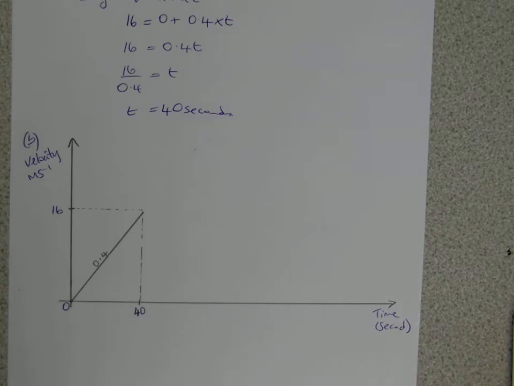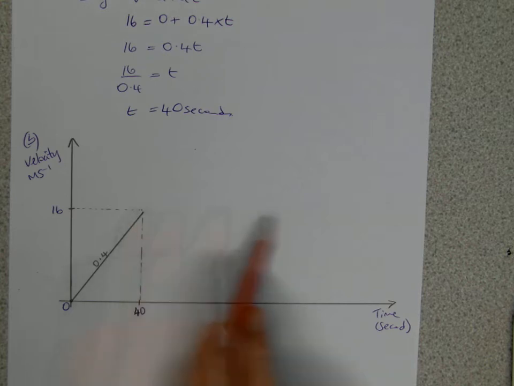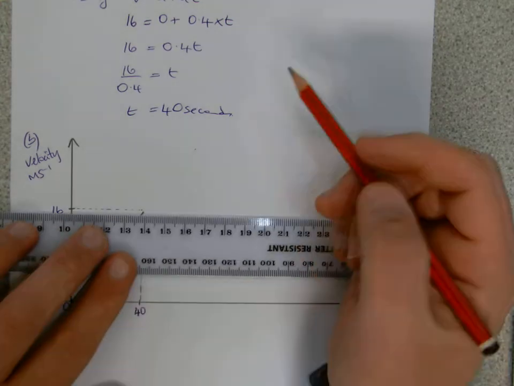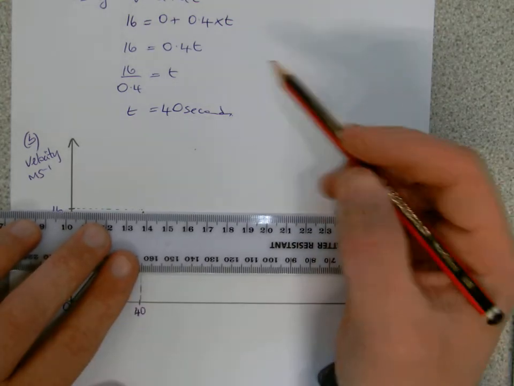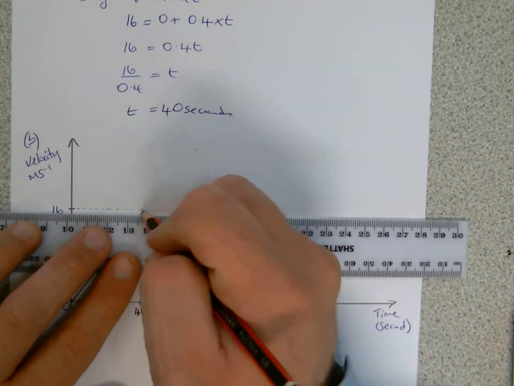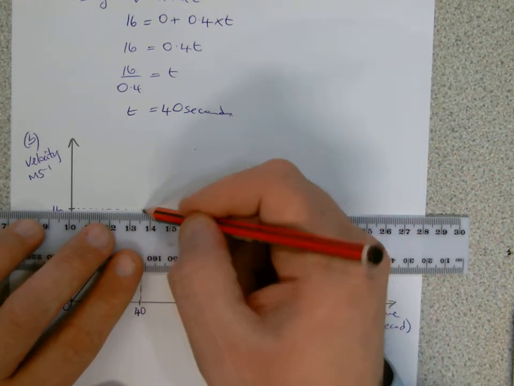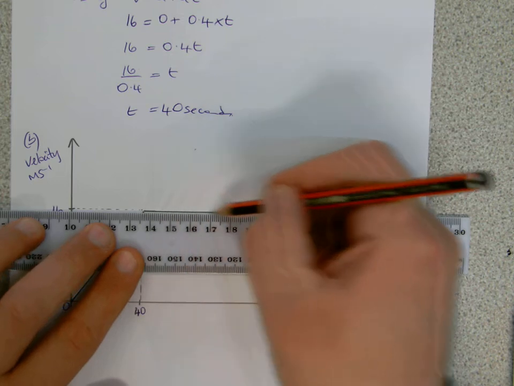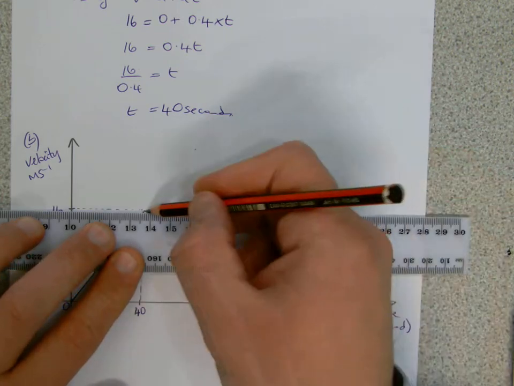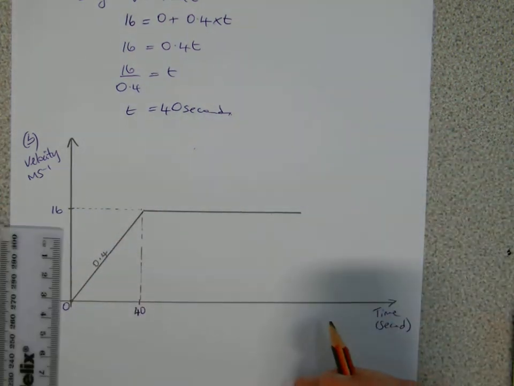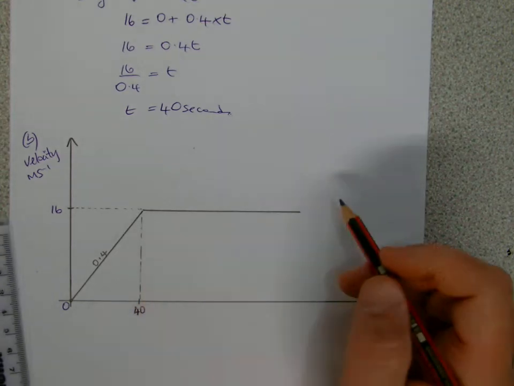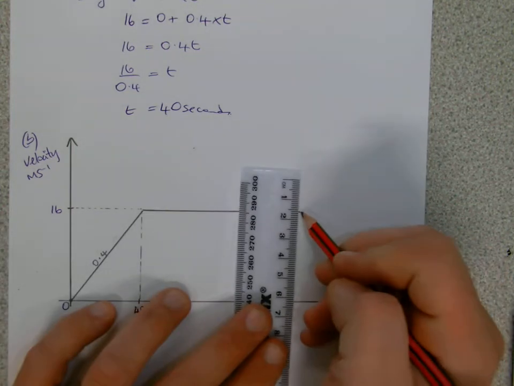It says it then maintains this speed of 16 for t seconds. We don't know how many seconds that's for, but it's maintaining this speed. So we're going to have a horizontal line going across there, to show that it's staying at 16 meters per second. The acceleration is 0.